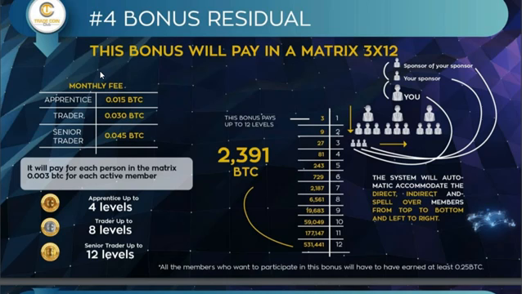Is that amazing? So as an apprentice, you're going to be charged 0.015 Bitcoin. I think it's like $19.99 or like $20 a month, which is nothing, especially when you consider all the other bonuses and commissions that you're going to be earning.